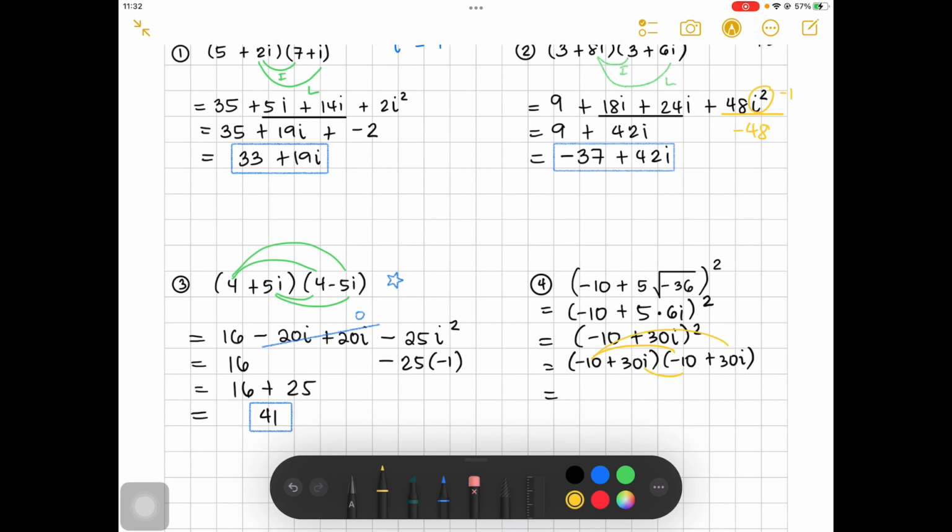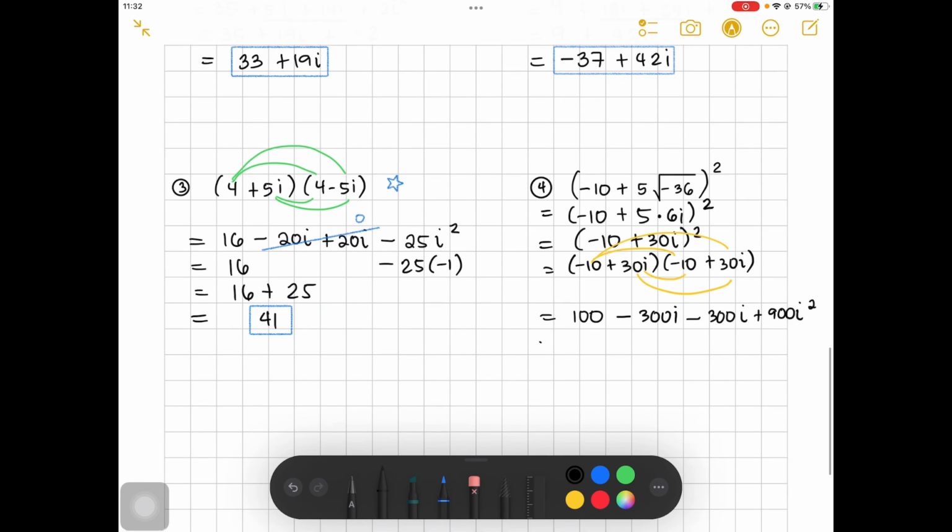First, outer, inner, last. Negative 10 times negative 10, that's 100. Outer, negative 300i, inner, negative 300i, last, plus 900i squared. 100 minus 600i minus 900, because i squared is negative 1. And finally, we have negative 800 minus 600i.